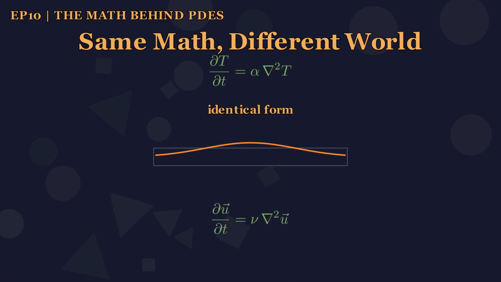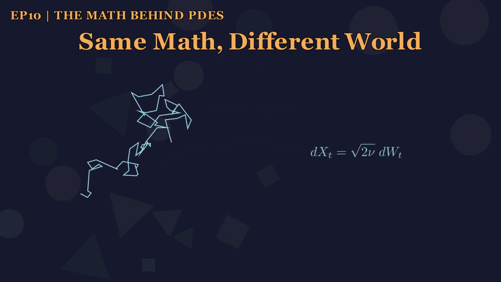Now strip pressure and convection from the momentum equation. What remains is the rate of change of velocity equals nu times the Laplacian of velocity, the very same equation. Momentum diffuses through a fluid exactly as heat diffuses through a metal bar, and diffusion has a deeper identity still. A century ago, Einstein showed that the diffusion equation is the fingerprint of random motion, the erratic, jittering path of a particle buffeted by molecules.